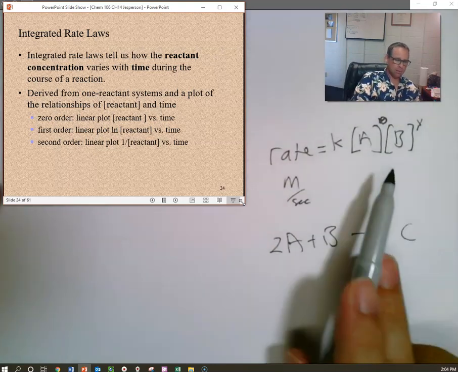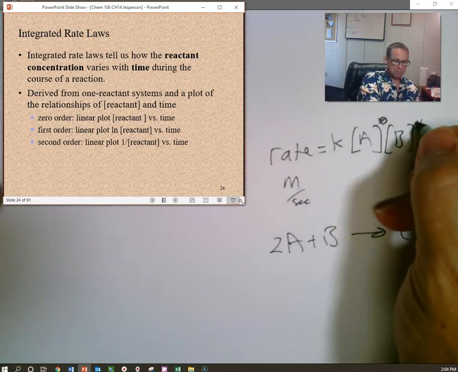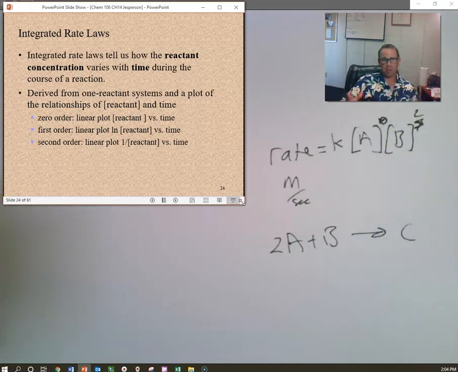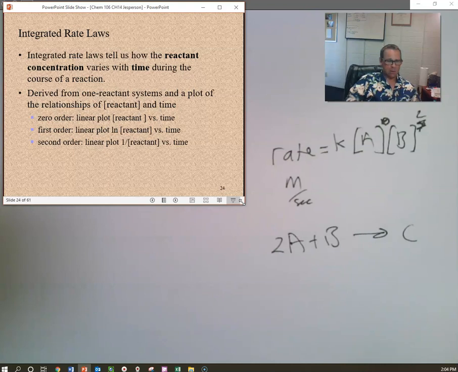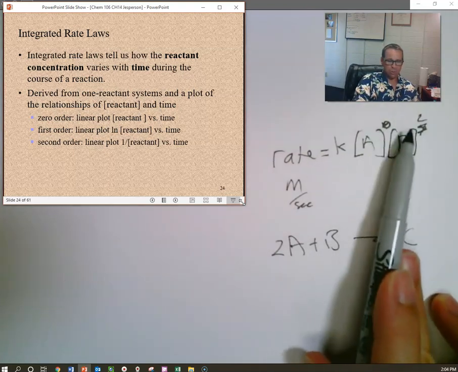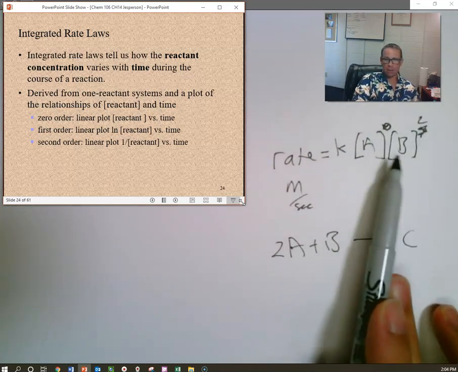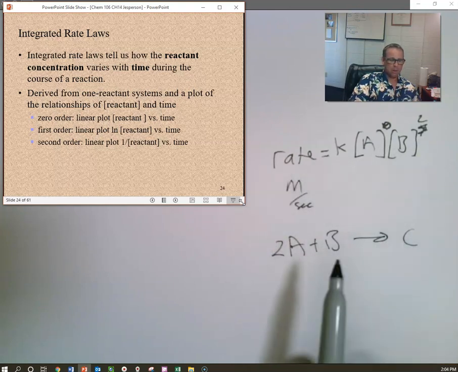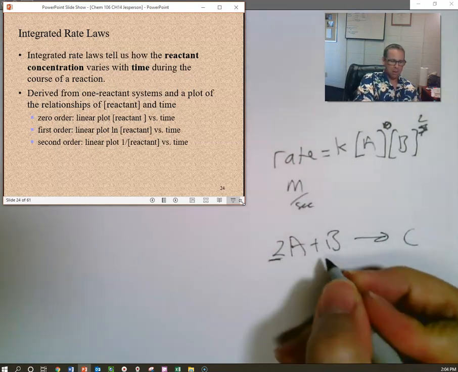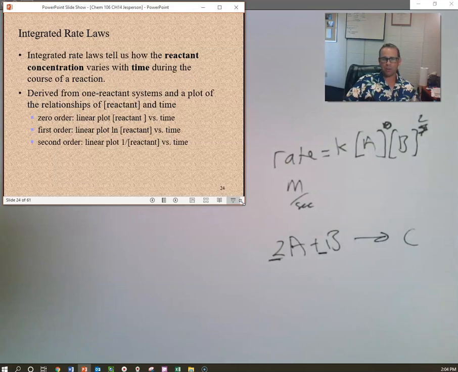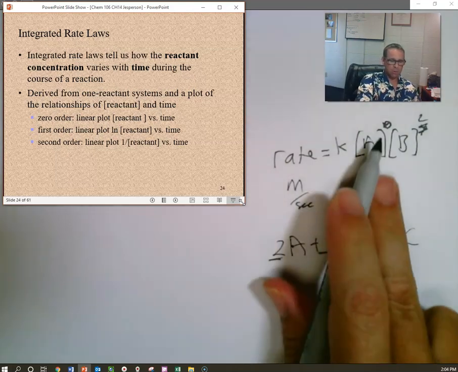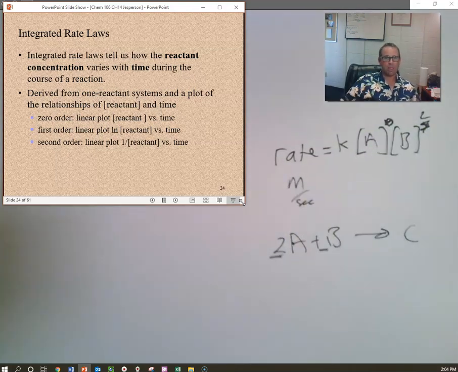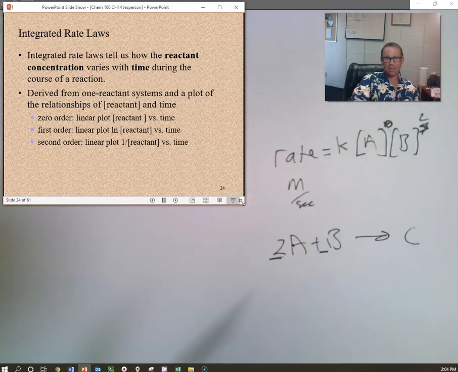All right, so B might have a 2. Just for a scenario example here, we want to remind ourselves that the coefficients or the order of the reactants on the rate is not indicated by the stoichiometry. Okay, so you can't use the stoichiometry to predict those. There's only one way that you can identify the order of the reactions.